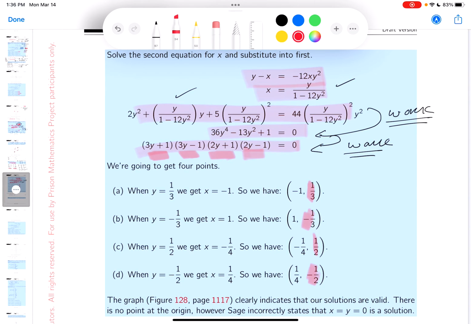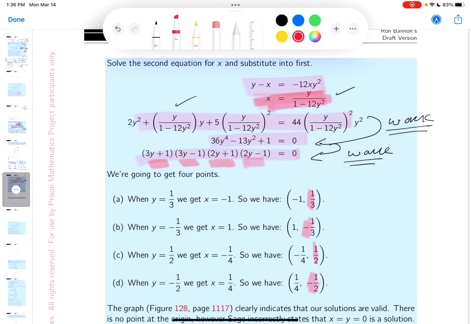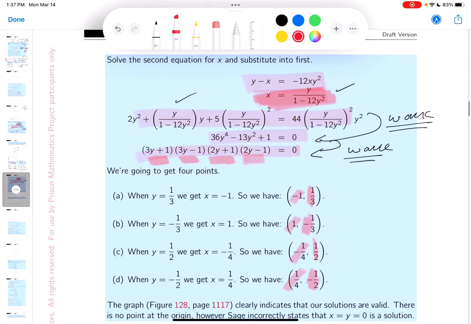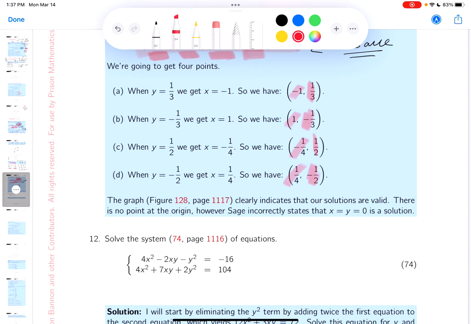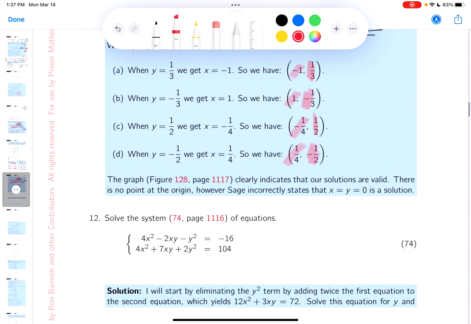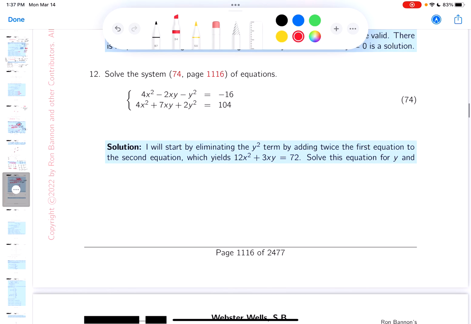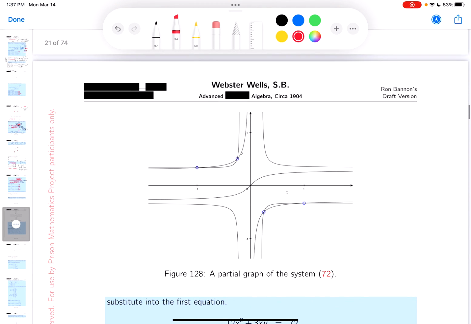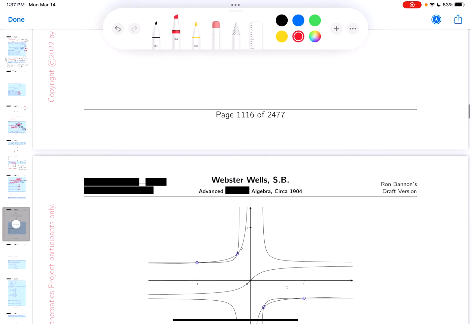How do you get the x? All you have to do is plug it in here. If you do that for 1/3, you should get this. For minus 1/3, you should get this. For minus 1/4, you should get this. For minus 1/2, you should get 1/4. All right? Then what do you do? You look at it, and it's going to be a graph. I'll point out what the graph is. The graph's over here. Not an interesting looking graph, but there are 4 points of intersection.